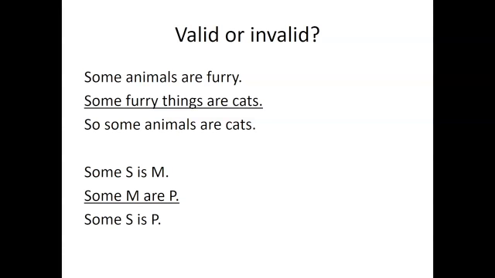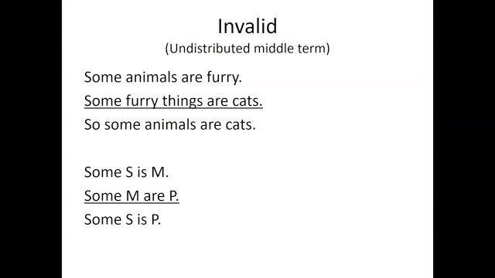Now the third rule was that the middle term must be distributed at least once, right? It looks like the middle term is not distributed because we have two propositions that are merely existential, right? Some S is M, some M are P. Remember, in a proposition of that form, neither term is distributed. So the middle term can't be distributed anywhere there. It's undistributed in both cases. And so this fails by breaking the rule that the middle term must be distributed at least once. So this is invalid for reason of an undistributed middle term.